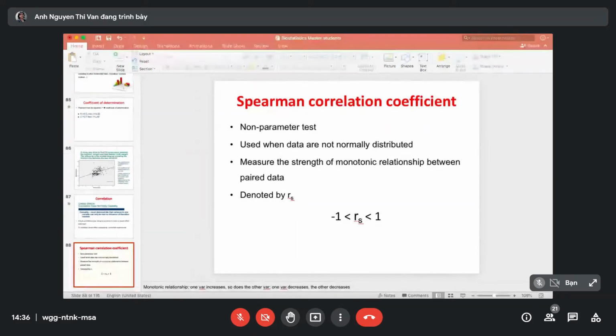So does anyone know what a monotonic relationship is? Have you ever heard about this term? Or you can search about it, and then tell me about the monotonic relationship. Think about it and give me some ideas about the monotonic relationship.